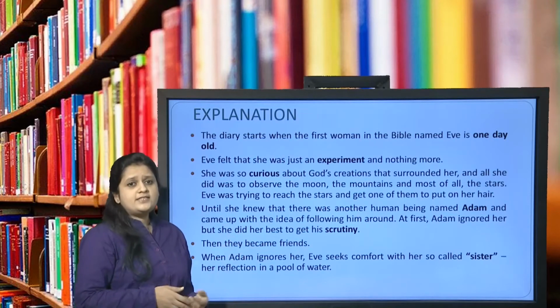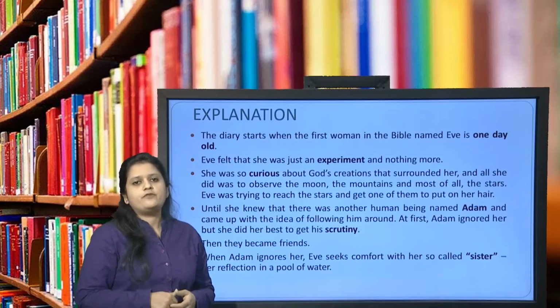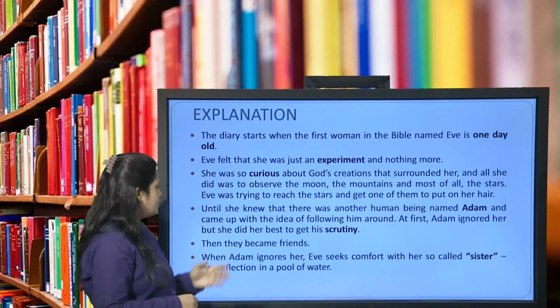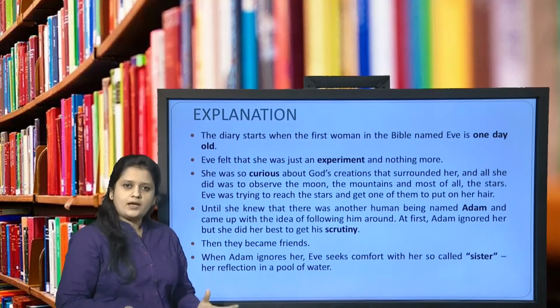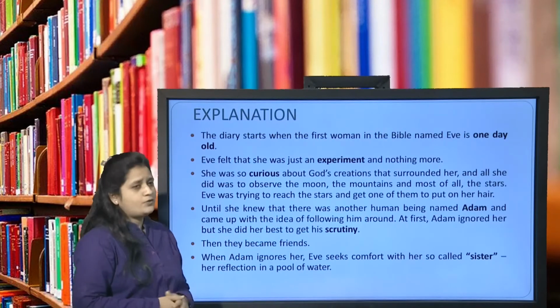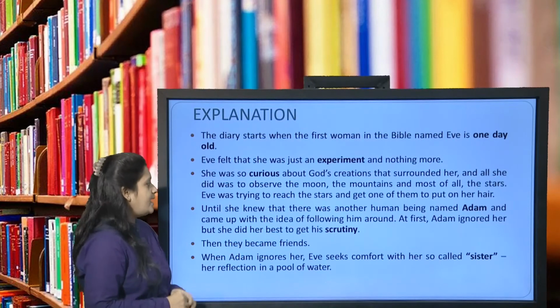She also tries to reach the stars, and she also tries to catch one of the stars to put in her hair as an embellishment. That is what she does. Until she wanders her way around in the garden, in the paradise, until she comes to know that there is another human being also, who is Adam.